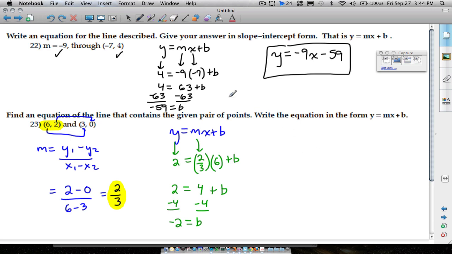Now let's write the equation. So the equation of our line is y equals, what was our slope? 2/3. So 2/3 x. And then our b was negative 2, so we can write subtract 2.